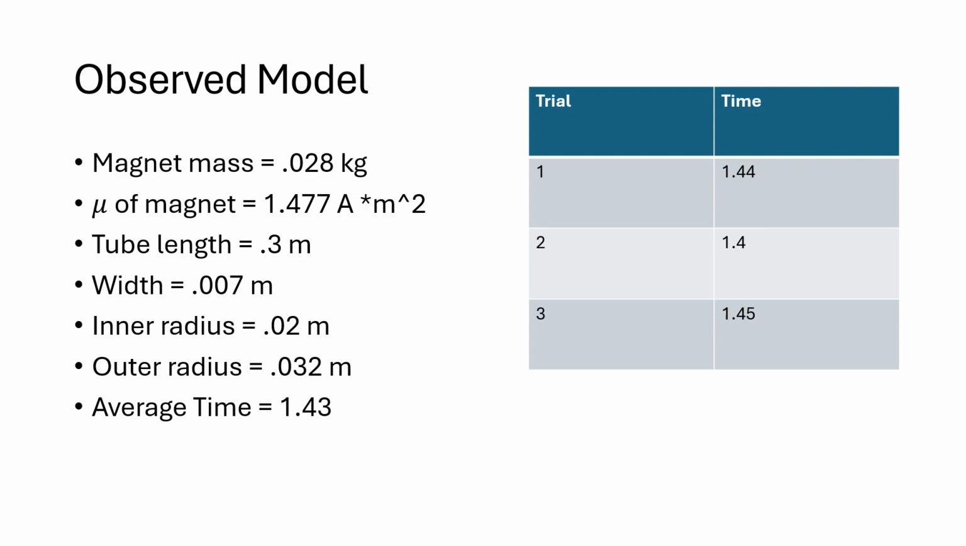The mass of the magnet was 0.028 kilograms. It had 1.47 amperes times meter squared. The tube length was 0.3 meters. The width was 0.007 meters. The inner radius was 0.02 meters. The outer radius was 0.032 meters. And the average time was 1.43 seconds. We did 3 trials, and as you can see, they all averaged to 1.43.